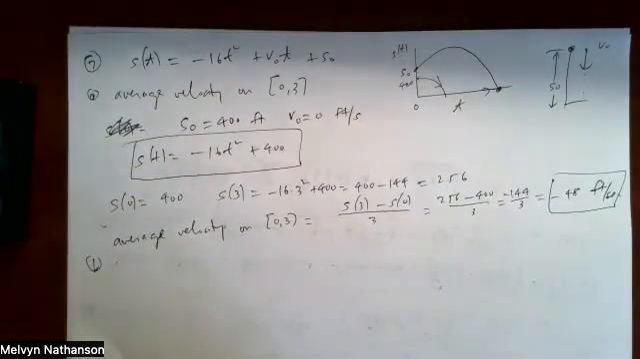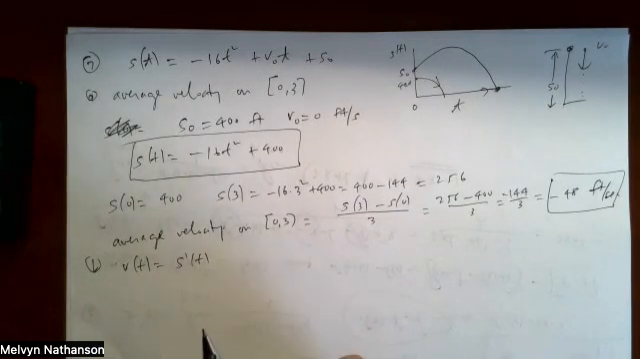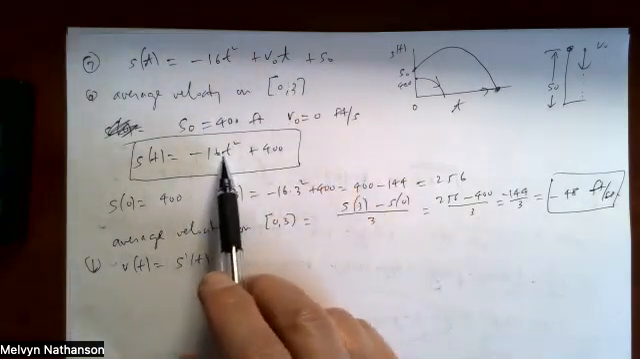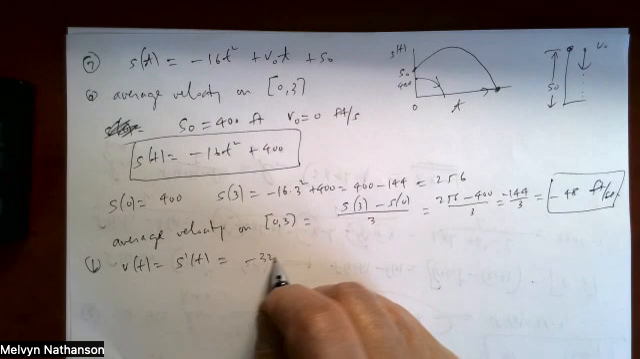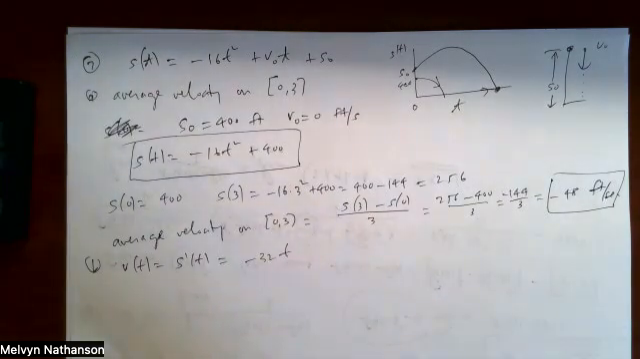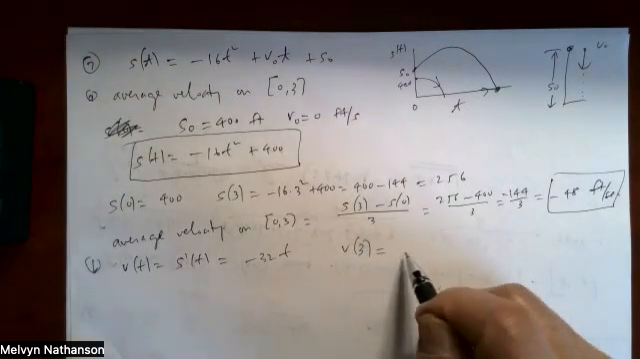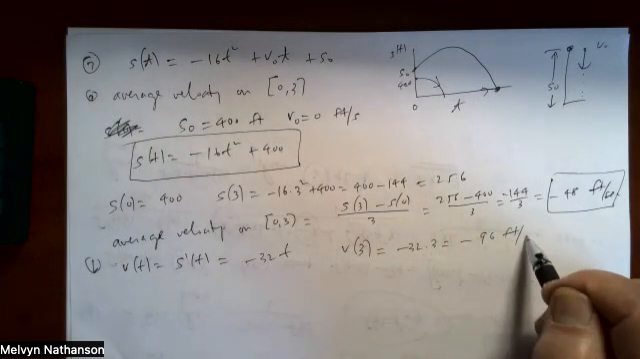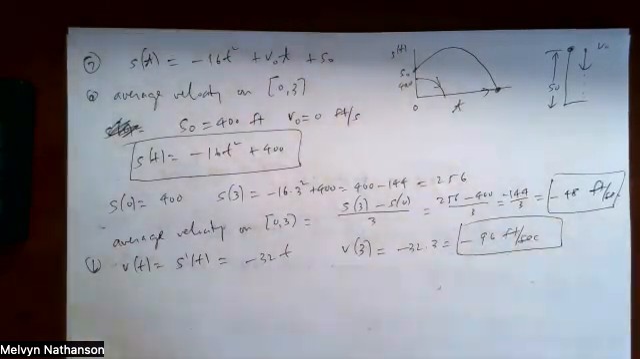Now, the instantaneous velocity is v of t. It's the derivative of the position s of t. It's s prime of t. s of t is minus 16t squared plus 400. So the derivative is minus 16 times 2, which is minus 32t feet per second. So the instantaneous velocity at time 3 is minus 32 times 3, or minus 96 feet per second. That's the instantaneous velocity.